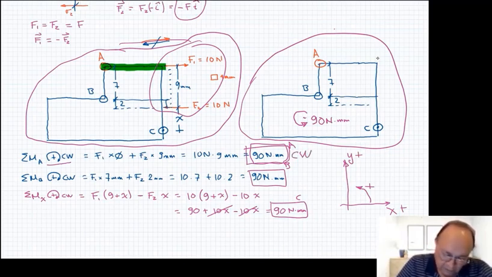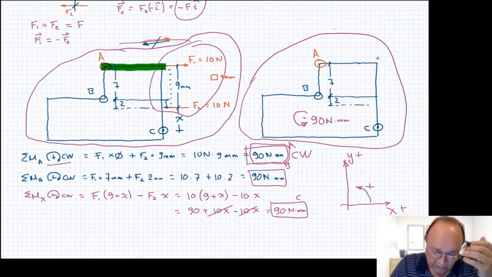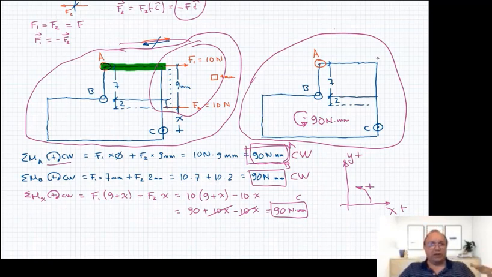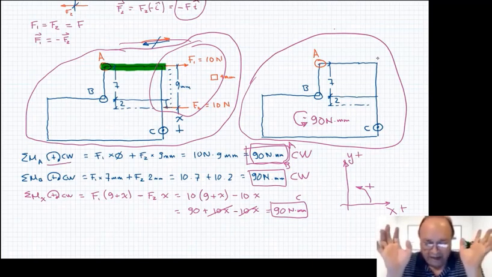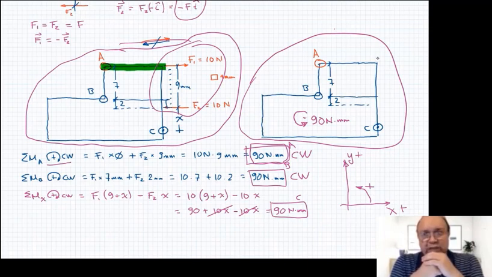Same here. So at the end of my calculations, I look at the sign, and then I look at my own convention, and according to my own convention, I can write here clockwise or counterclockwise. The important thing is to know in what direction you have the rotation. That's the important thing. We could say for now, okay, every time we talk about positive, it's counterclockwise. We can do that.